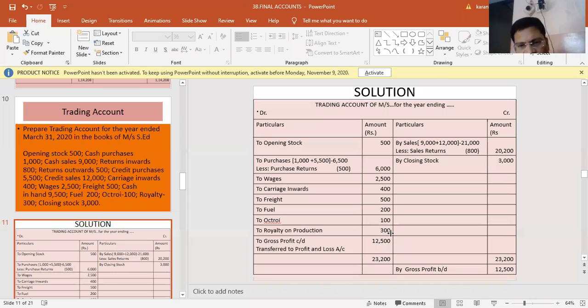Sir, what does octroi mean? Octroi is a type of custom duty when you bring the goods from the foreign countries. So this is what we have written all.